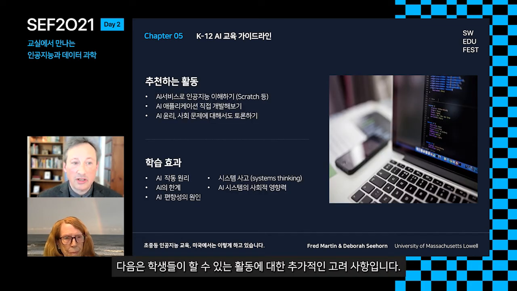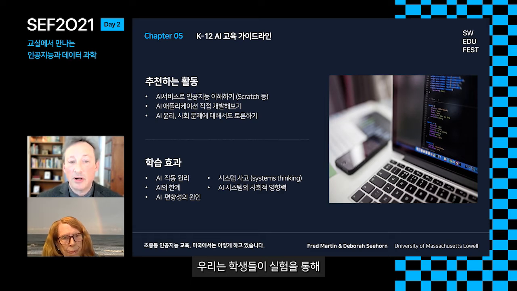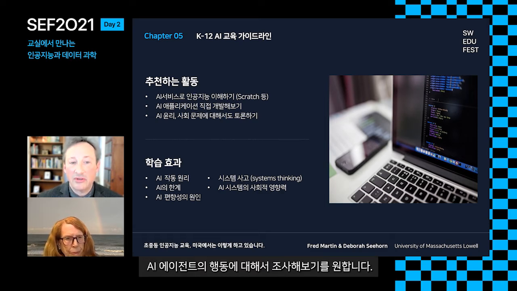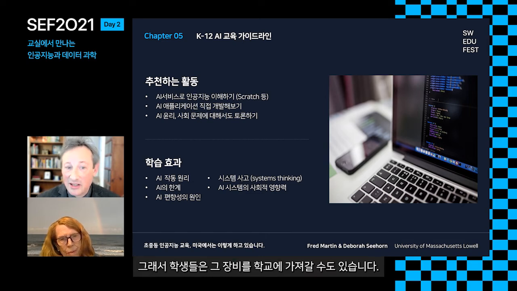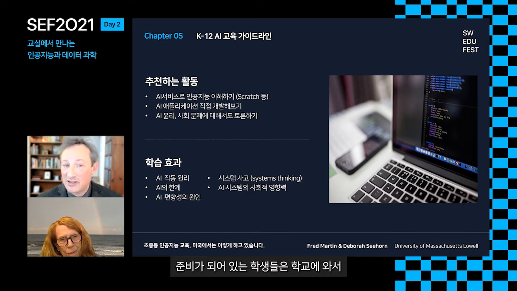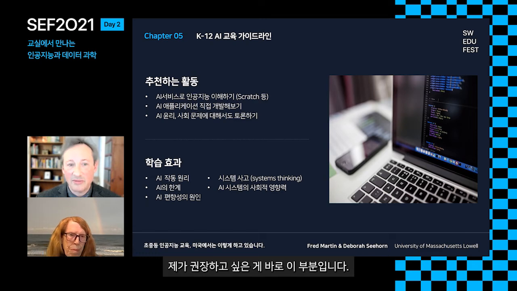So here are more considerations about student activities. Again, it's all about students interacting with AI. We want them to experiment with AI agents to investigate their behavior. Many families in the United States have Amazon chatbot devices, and those can be brought into schools. Many students already come into school having a lot of practice interacting with AI agents. That's something we want to encourage.